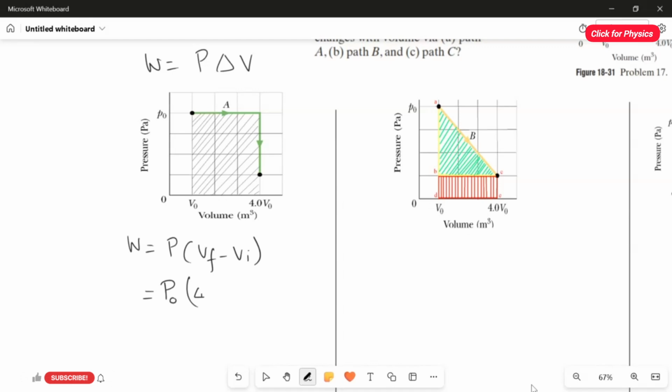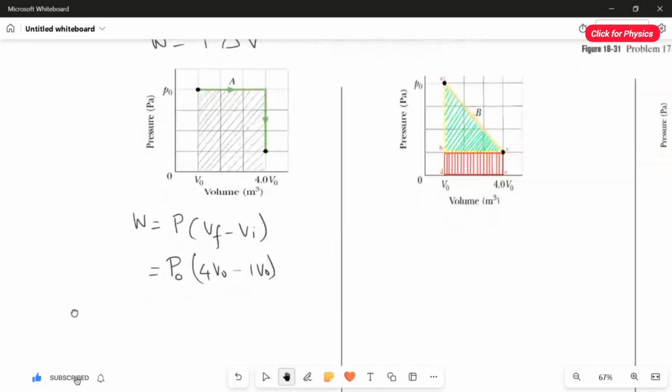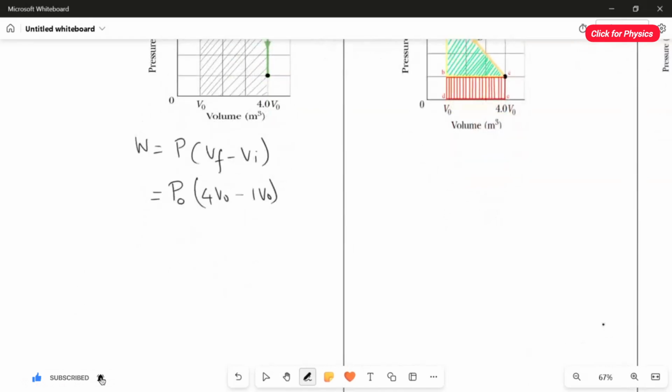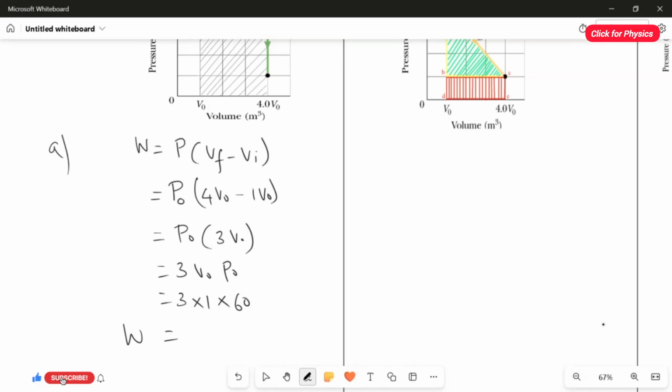Your final volume is 4 V0. Your initial volume is 1 V0. If you simplify this, you will get 3 V0. So you will get P0 multiplied by 3 V0. We can write 3 V0 multiplied by P0. The V0 value is given in the question as 1 cubic meter, so 3 multiplied by 1, and the pressure is 60. 3 multiplied by 1 is 3, and 3 multiplied by 60 is 180. So the answer for the first part, the work done by path A, is 180 joules. This is the answer for the first part.